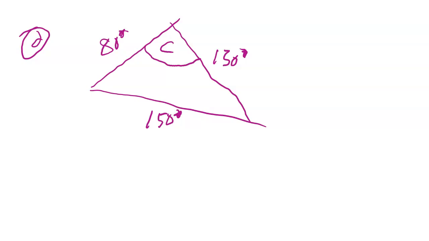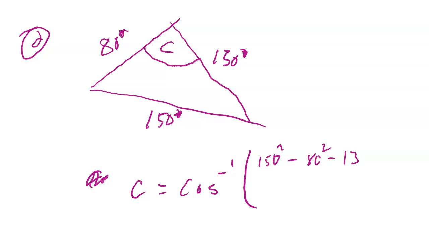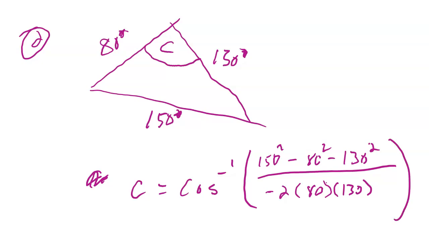Okay, so I'm just going to solve. Let's see. I'll do it in my head. C is the cosine inverse of 150 squared minus 80 squared minus 130 squared over, let's not mess up, negative 2 times 80 times 130. That looks right to me. Plug this into Desmos. I didn't write a formula for this, but it doesn't matter.